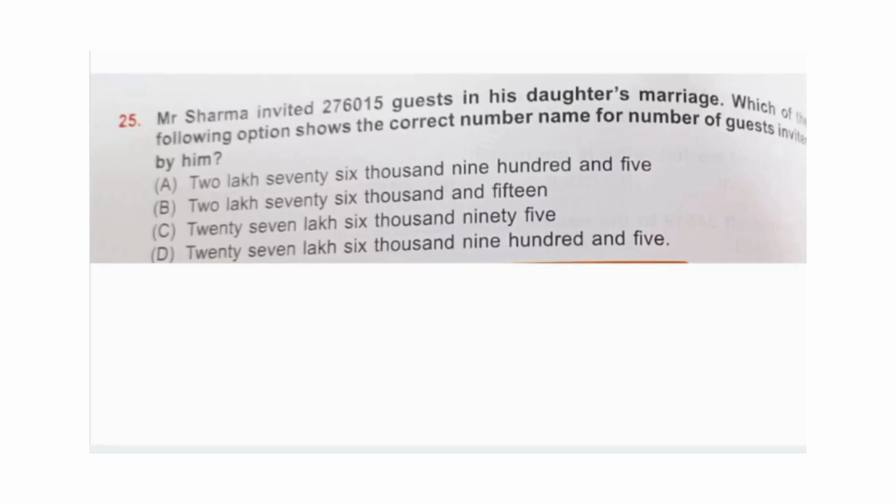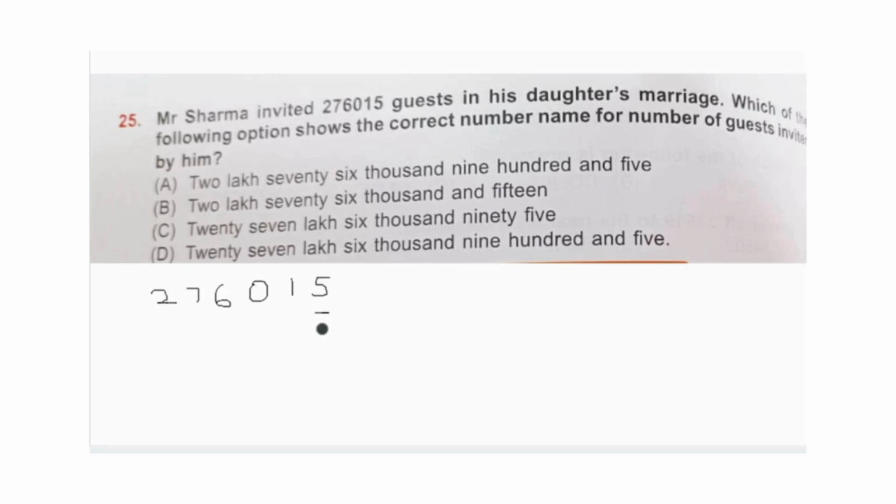Let's look at question number 25. It reads as follows. Mr. Sharma invited 276015 guests to his daughter's marriage. Which of the following options shows the correct number name for the number of guests invited by him? Let's first write down the number of guests Mr. Sharma invited, which is 276015, and write the place values of each of the digits.